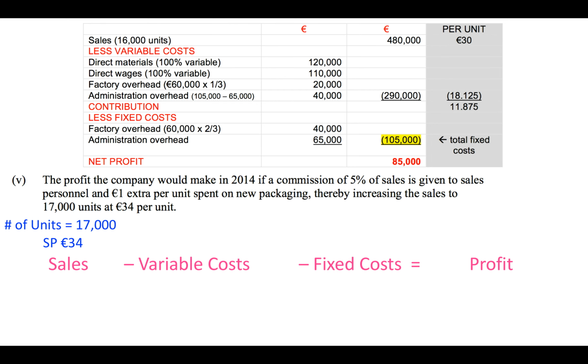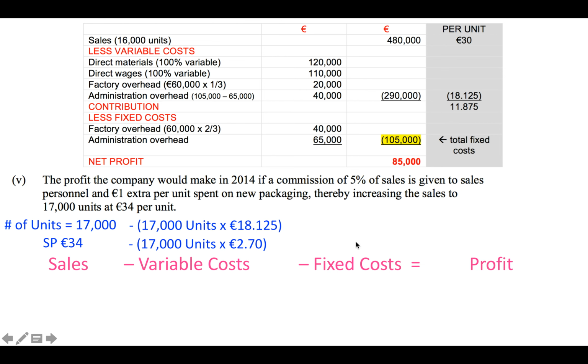The variable costs, so we now have, we're selling 17,000 units and we're going to use this figure up here plus 5% of 34 because that is going to be the selling commission per unit. So minus 17,000 units by 18.125, which is our original variable cost per unit here, minus 17,000 units by €2.70. What is €2.70? That is what every salesperson would get per unit that they sell. They would get €2.70 commission.